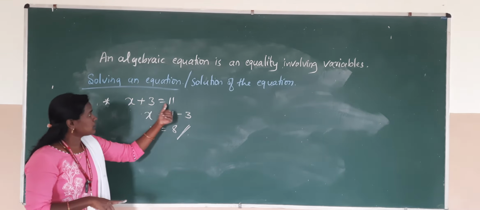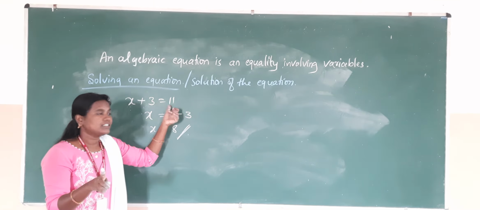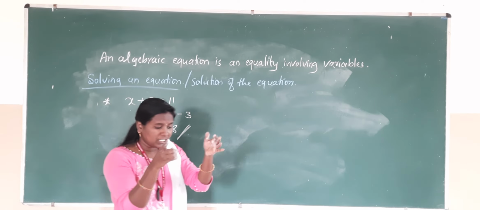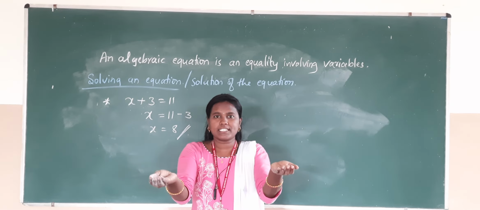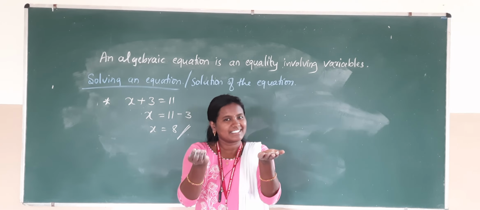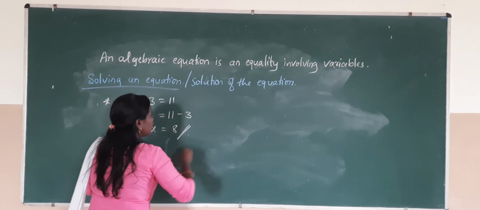If LHS is equal to RHS, then the equation is satisfied. The equation is satisfied in the sense that it is balanced. LHS is equal to RHS means it is balanced. Getting? Yes. We'll take one more example.